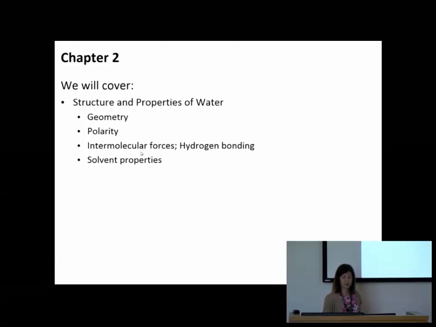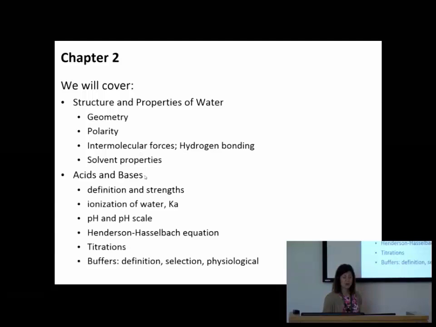Then we're going into acids and bases. And we're going to do some calculations. Not difficult ones. But you are going to need a calculator. Make sure that you either have your phone or a calculator with you. I know the iPhone, if you turn it sideways, will have the functions that you need for this.